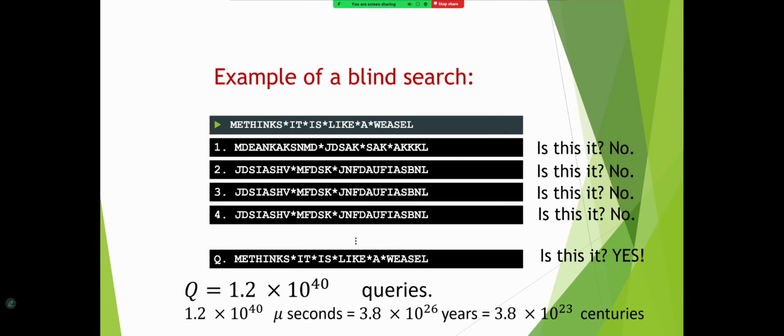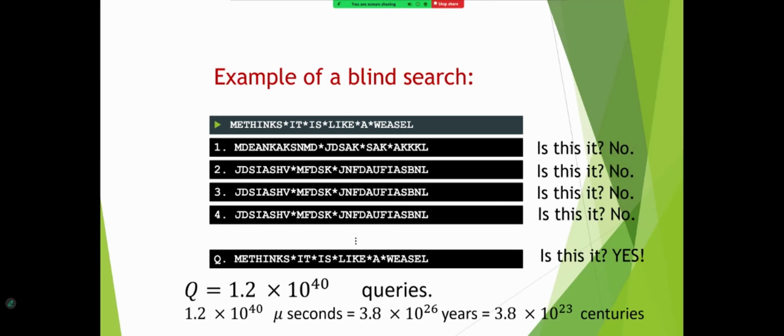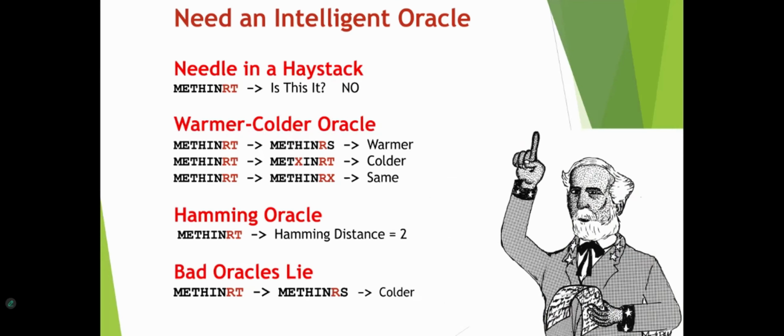With the blind search, is this it? No. Is this it? No. Rather, we need to have some domain expertise. And many of the people that use evolutionary programs put in domain expertise to help them get the right result.